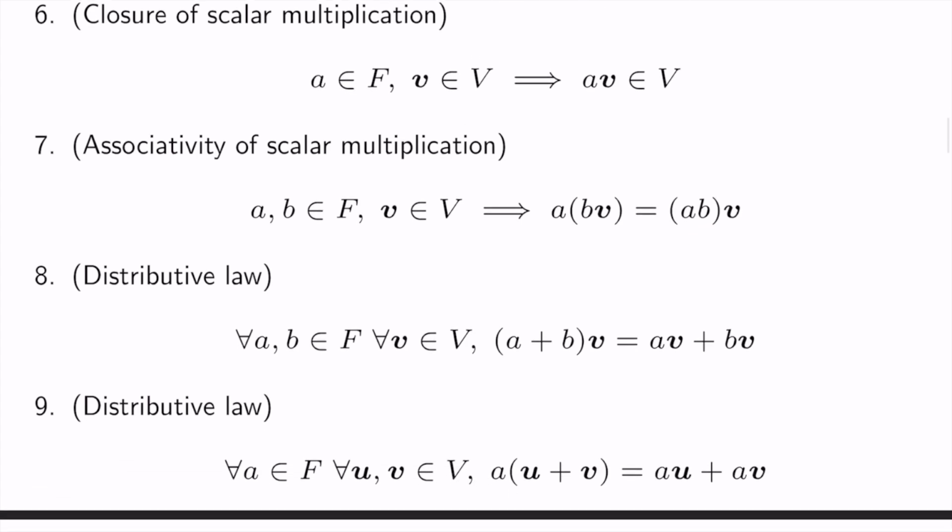Next, distributive law. For any elements a, b of the field F and any element v in the set V, a plus b multiplied to v is equal to av plus bv. So here again, we are actually dealing with two kinds of additions. This addition here, a plus b, is the addition within the field F. And this addition here is the addition between two elements of the vector space.